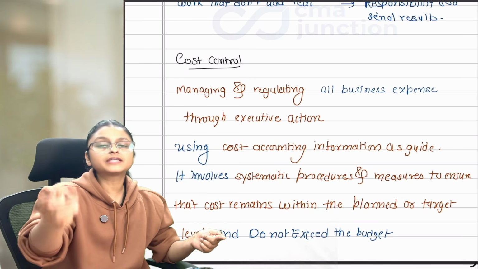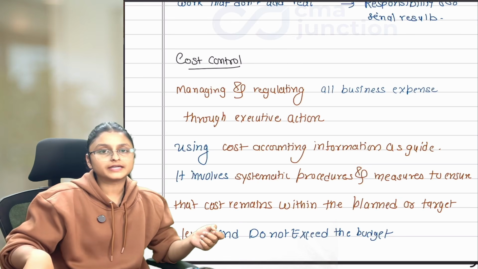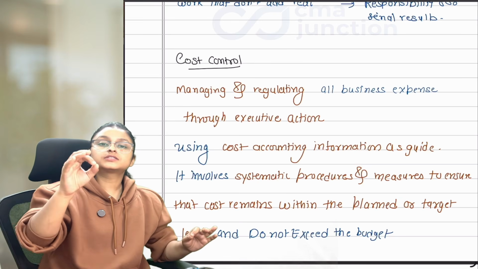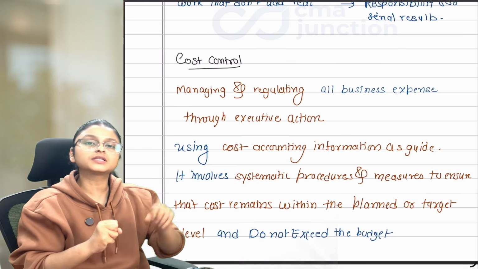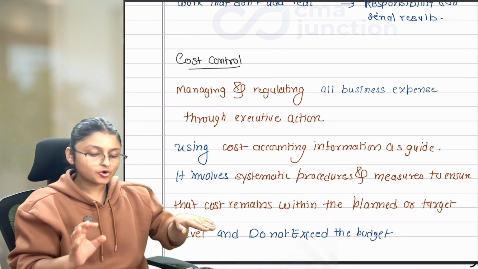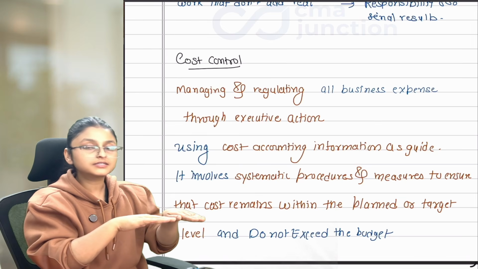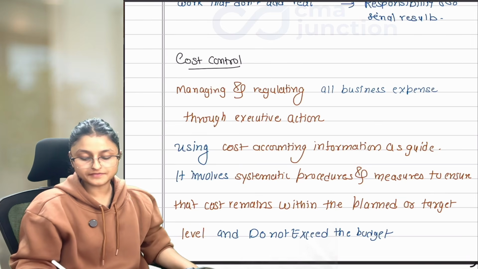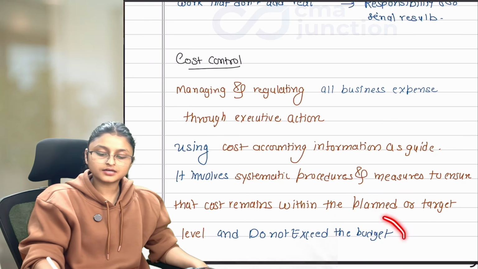But how they will take action? By using cost information as a guide. What does cost control do? Cost control involves systematic procedures and measures to ensure that cost remains within the target level and does not exceed the budget. In cost control, our aim is to make sure that our cost remains under the standard, does not exceed that. And that is why we are saying that cost should remain within the target and not exceed the budget.